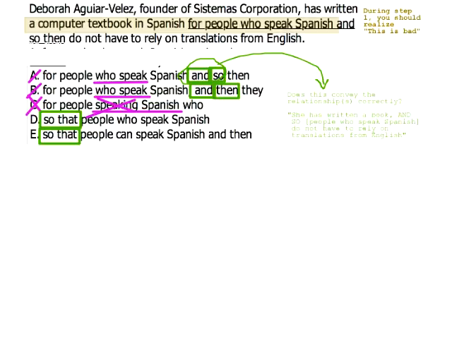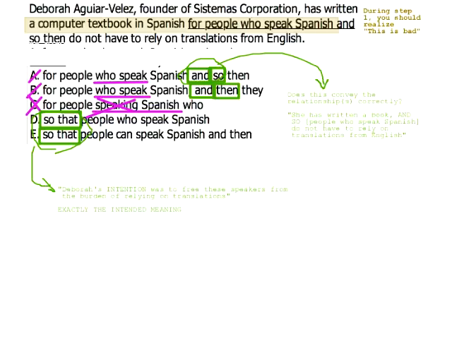On the other hand, if you think about what "so that" does, that is her intention. So that means she wants this to happen, right? Deborah's intention was to free these speakers from the burden of relying on translation. And that's exactly what the intended meaning is. So that's also a thing.